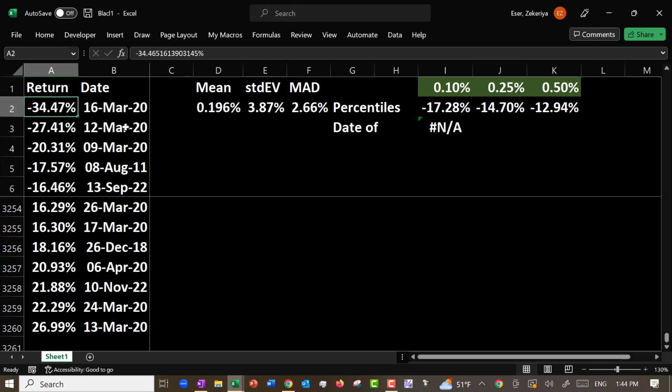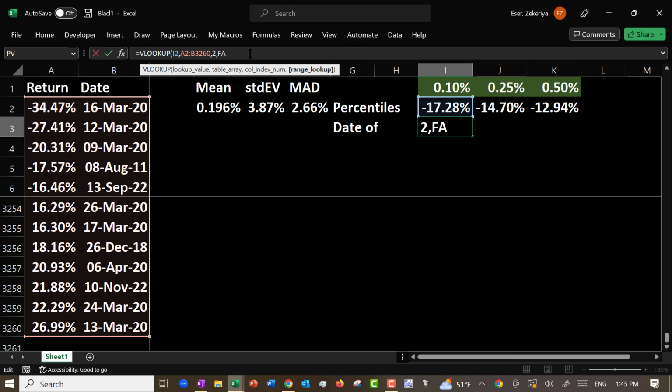Can you guess what happened on that day? Does that date speak? Huh? COVID lockdowns were announced. And on 13th March 2020, it actually went up by 27%. Of course, the day before it was down 27. Those were rather volatile times.